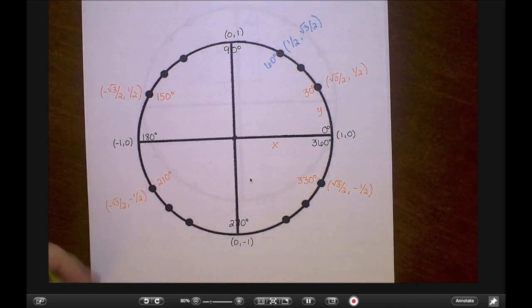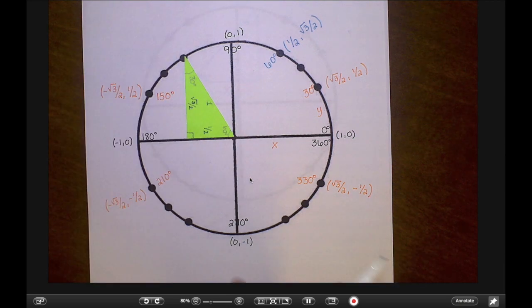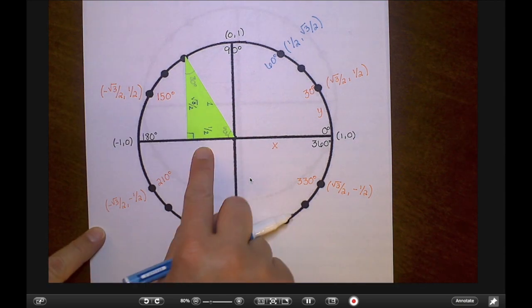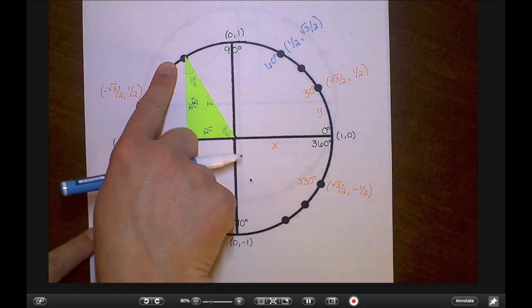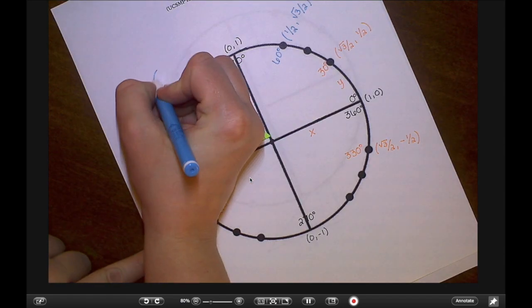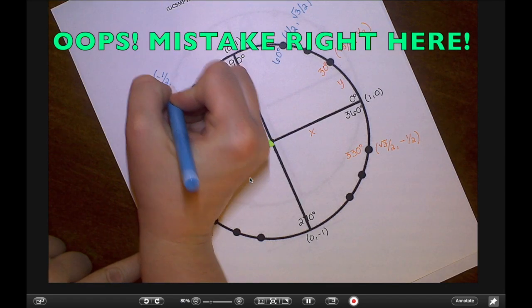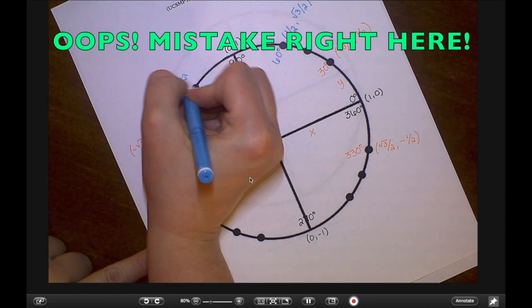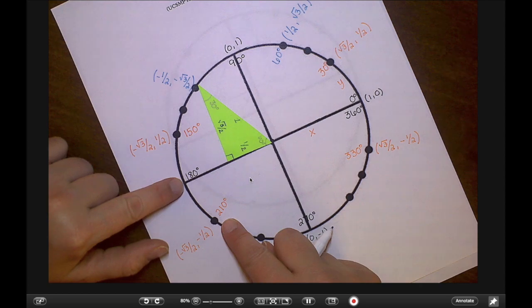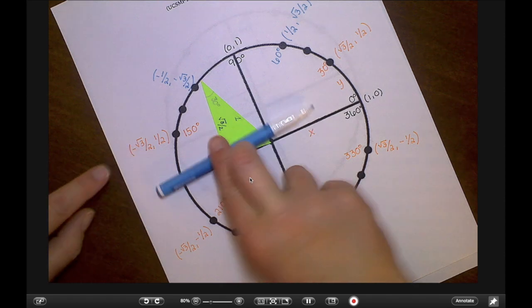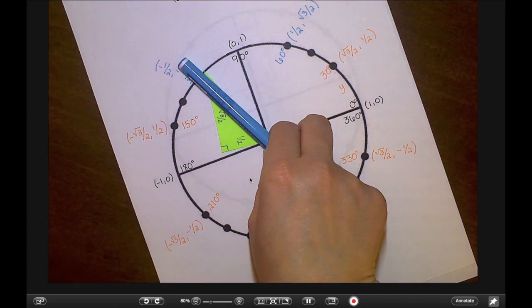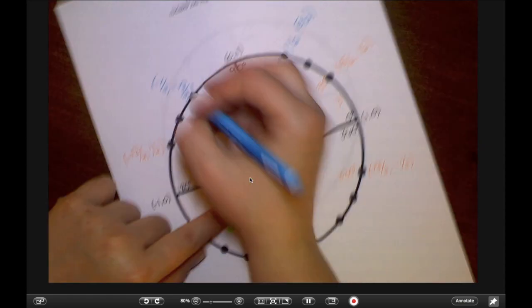I can take my 60 degrees and put it over here, right? I still have an x value of 1/2, except it's negative. It's going in the negative direction. Y value of square root of 3 over 2 in the positive direction. So this is negative 1/2, square root of 3 over 2. And to name that angle, I would think of it as 180 degrees going backwards by 60, right? I'm going from 180, backtracking 60 degrees. Okay, so 180 minus 60 is 120.